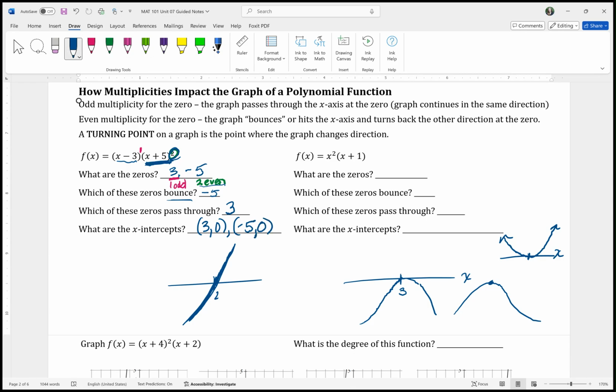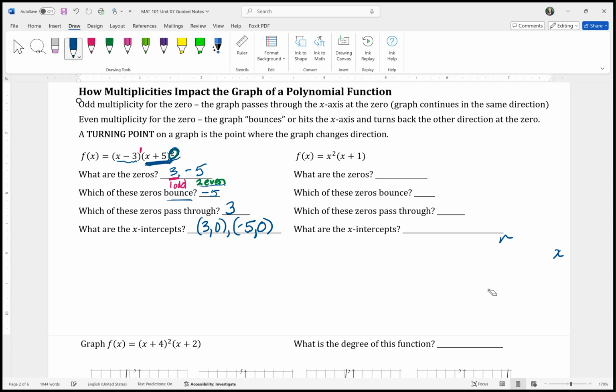Okay? All right, real quick, I want to show you what this might look like on a graph. Okay, I'm not graphing the whole thing. But if this is your x-axis and this is y, and let's say over here is -5 and over here is 3, okay, we're just sketching this.